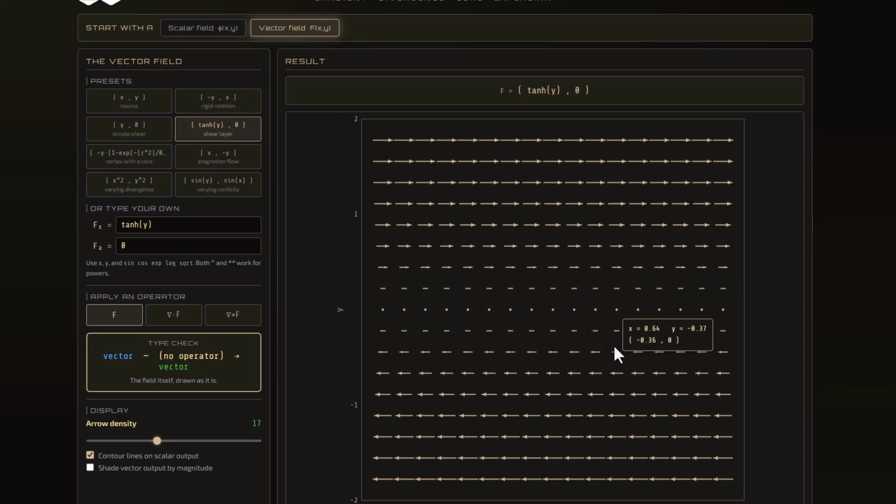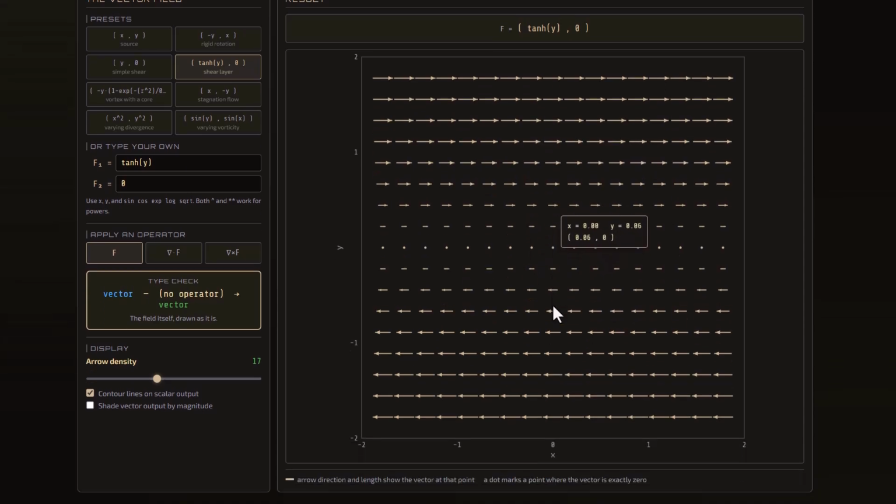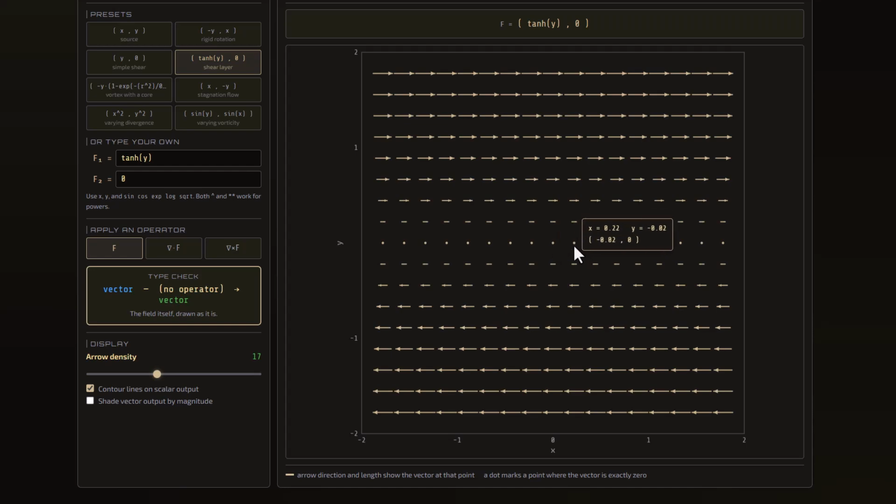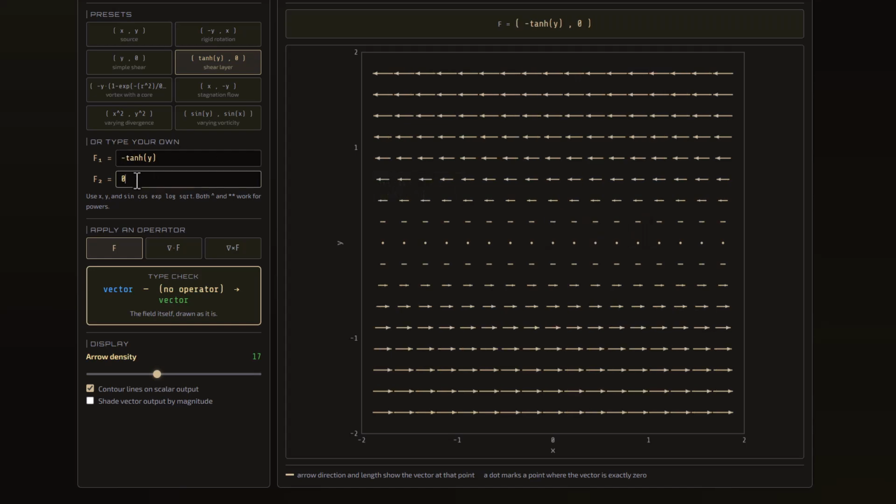And what's interesting about the curl, or the cross product in general, is you can use the right-hand rule to figure out the sign. So if I take my hand and curl my fingers in the direction of rotation, it's clockwise here, and my thumb would be going into the page, which would give me a negative value. If the rotation was the other direction, let's put a negative tanh of y here.